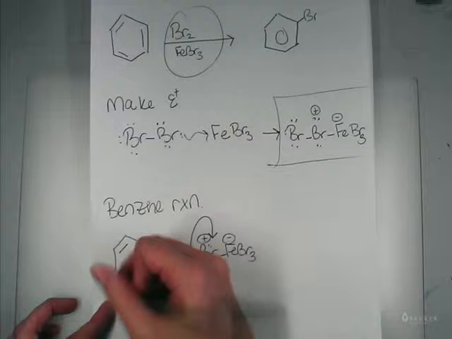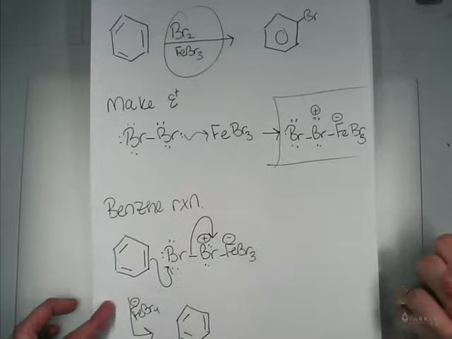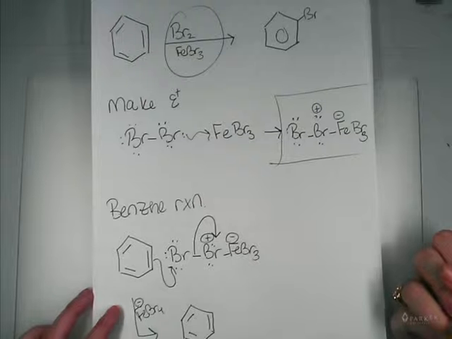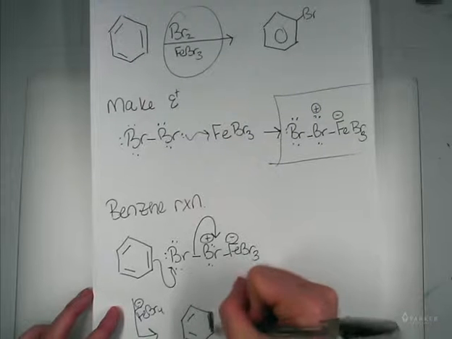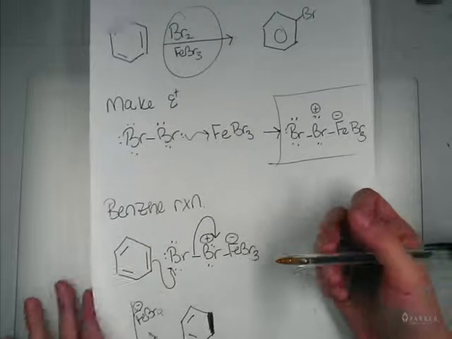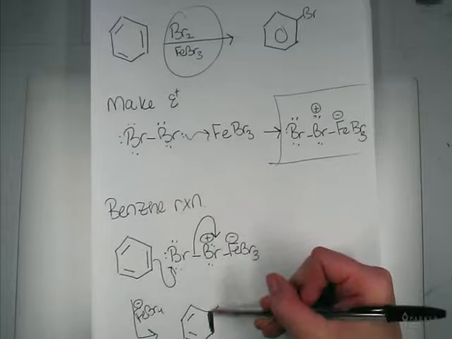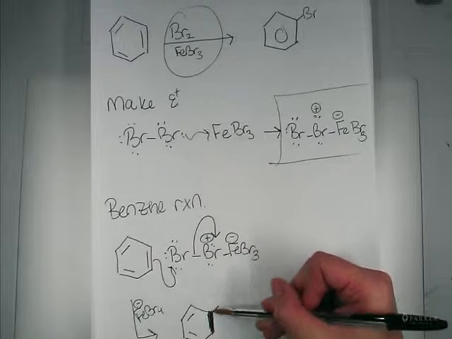Okay, so this leaves as FeBr4 minus. Oops, not. That's a single one. And then what did I just put on bromine? I mean, benzene? Bromine. And it could be on either position, the top position or the bottom, so just one of the positions of the double bond.